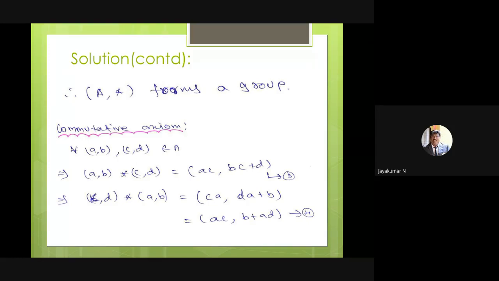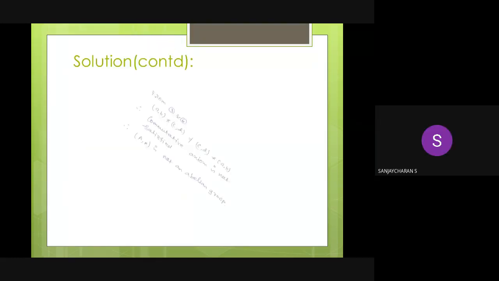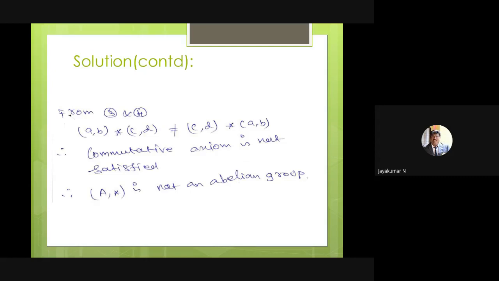Okay, time is over, so I will complete. From 3 and 4, tell me. Vignesh, think so. Yes, obviously not equal. Why? Obviously from 3 and 4, (A, B) star (C, D) is not equal to (C, D) star (A, B). The commutative axiom is not satisfied. Therefore, (A, star) is not an abelian group.